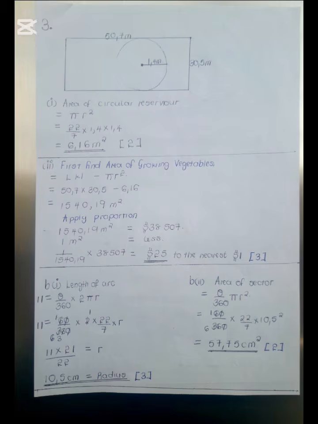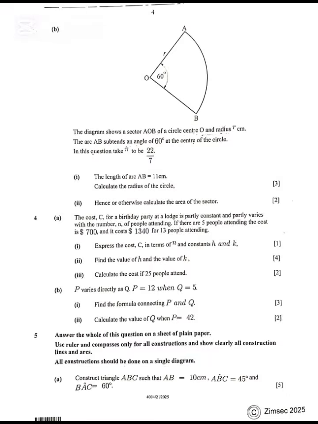So that was all about number 3A. The question on mensuration is still continuing. We need to move on to part B. The diagram shows a sector AOB of a circle, center O and radius r centimeters. The arc AB subtends an angle of 60 degrees at the center of the circle.